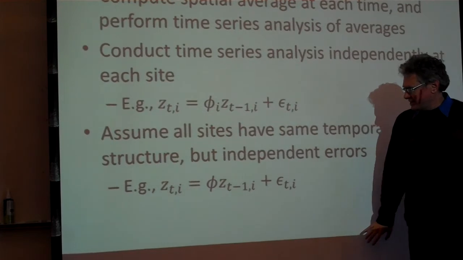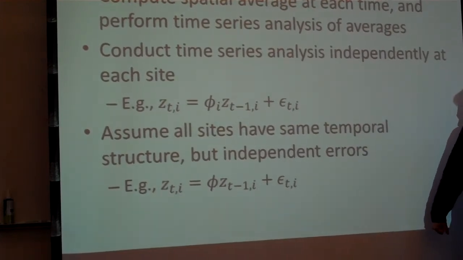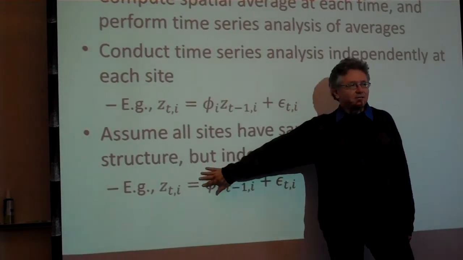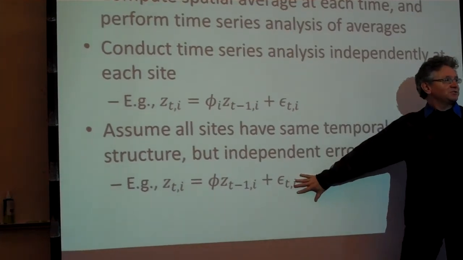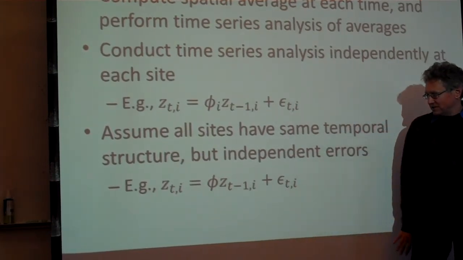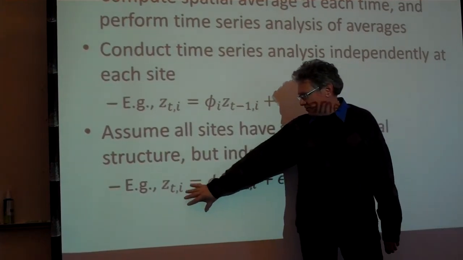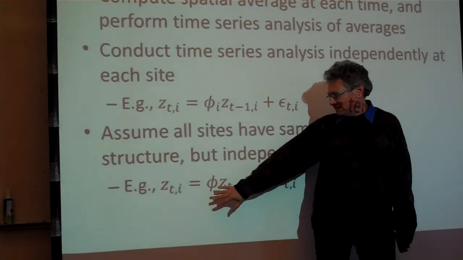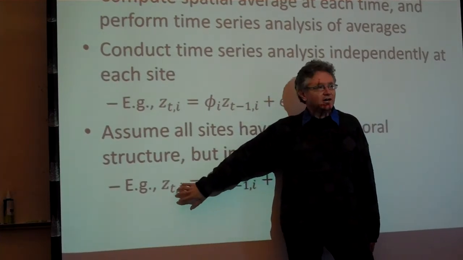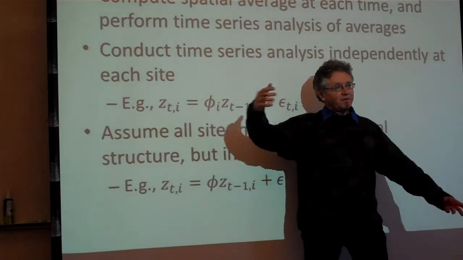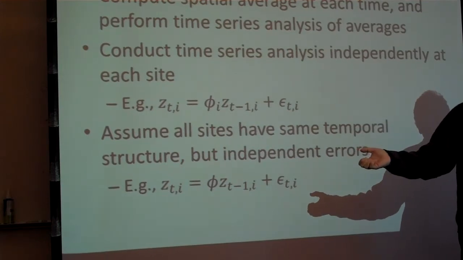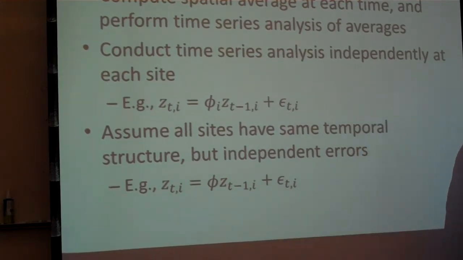So what we might expect is that there is simultaneously a temporal structure and a spatial structure. Not only is there a correlation between z of t at i and z of t minus 1 at i, but there might be correlation between z of t at i and z of t at j. And there might even be cross-correlation between z of t at i and z of t minus 1 at j.